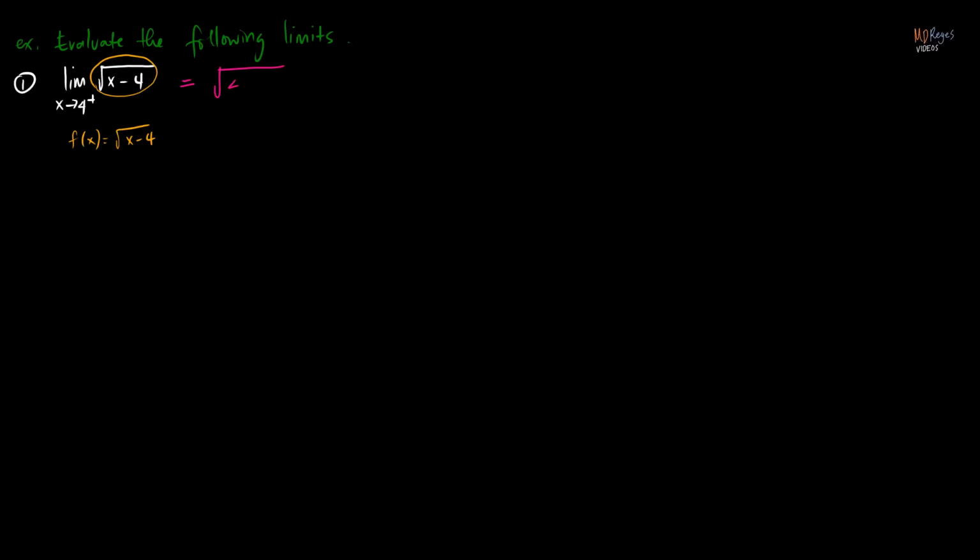Substitute 4 for x minus 4, and that's equal to square root of 0. And so square root of 0 is 0. That is the limit of square root of x minus 4 as x approaches 4 from the right. Okay, this is our answer in number 1.